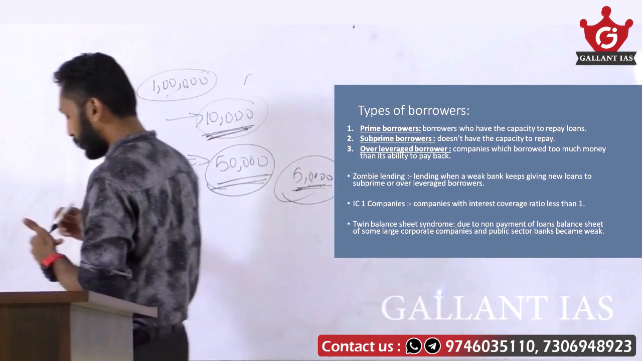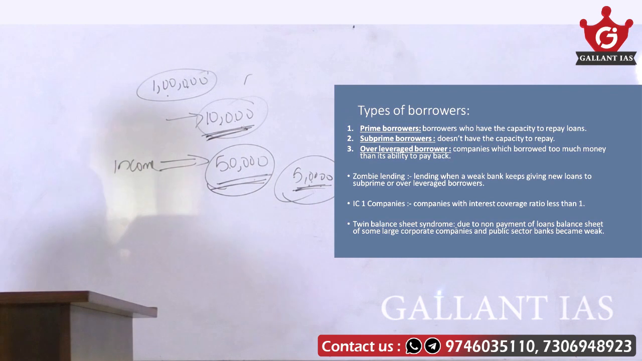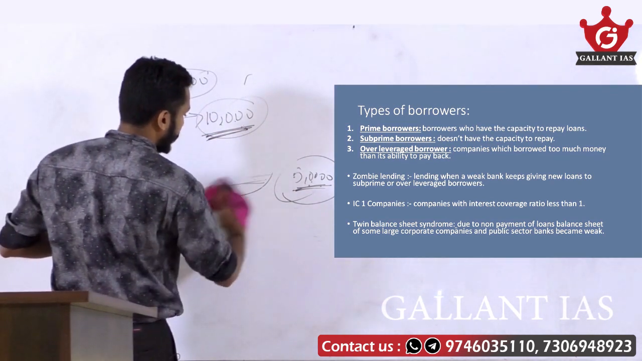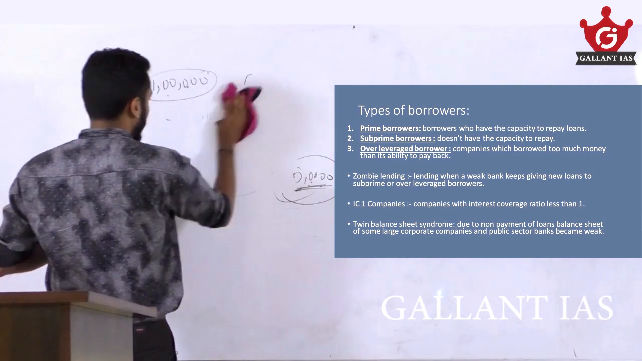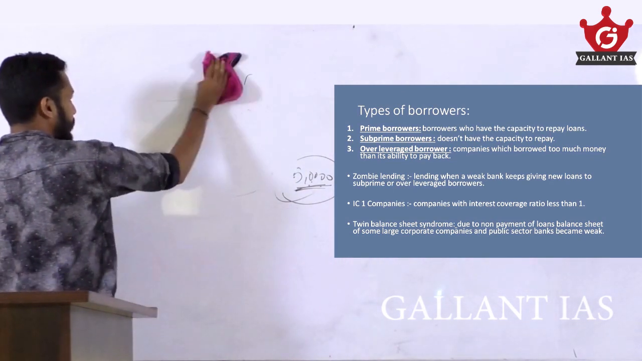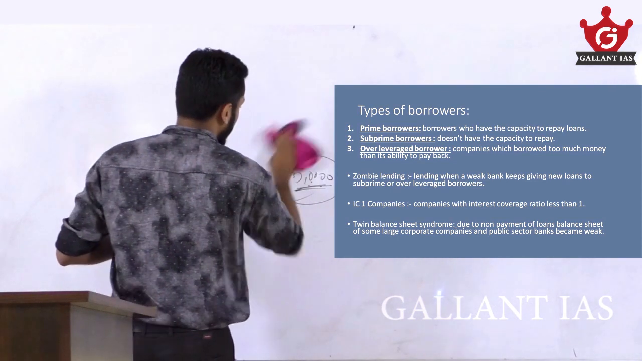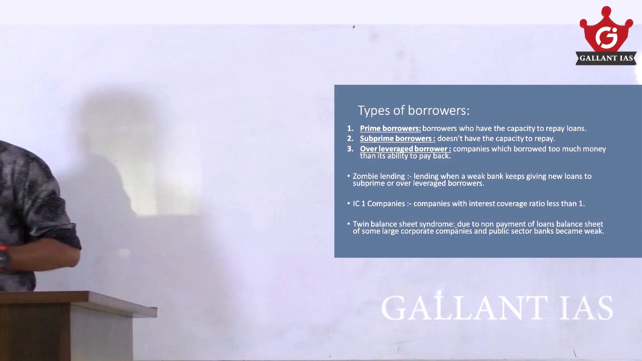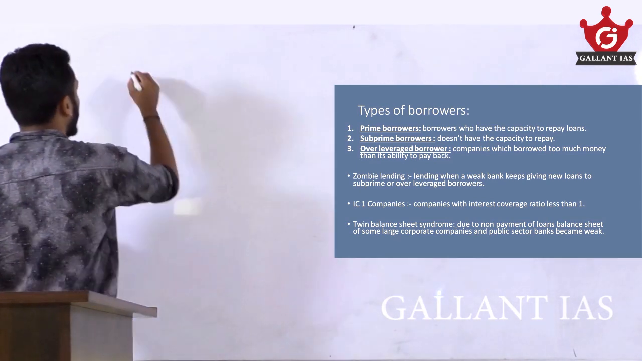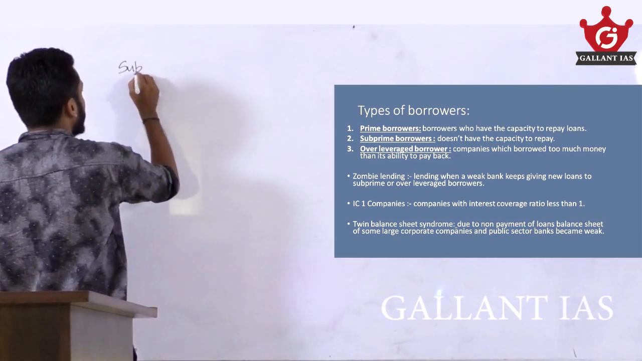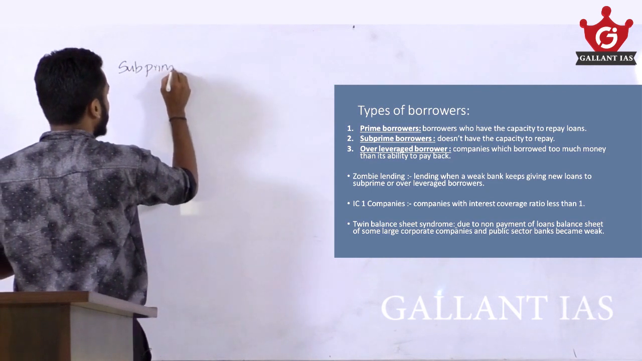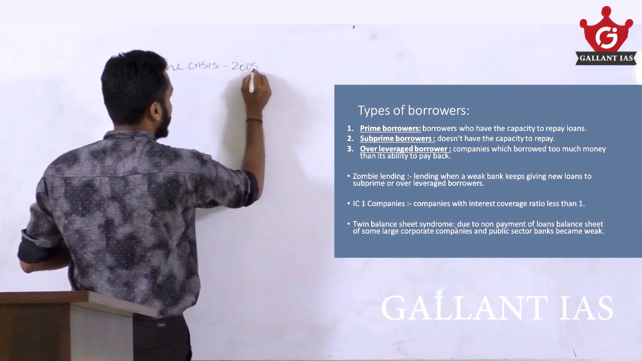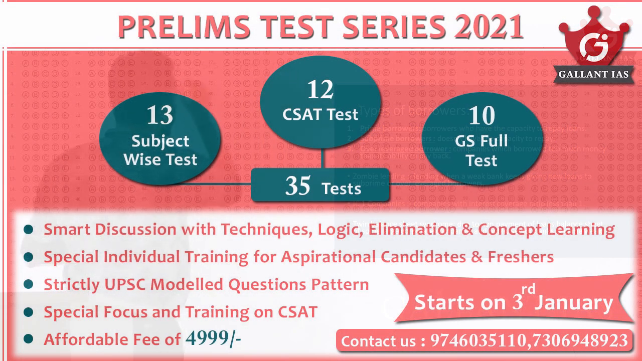Sometimes banks also give loans to these subprime borrowers because of some malpractices or mischief, or because of lack of evidence. Banks sometimes give loans to these subprime borrowers. The 2008 global financial crisis is also known as the subprime crisis.